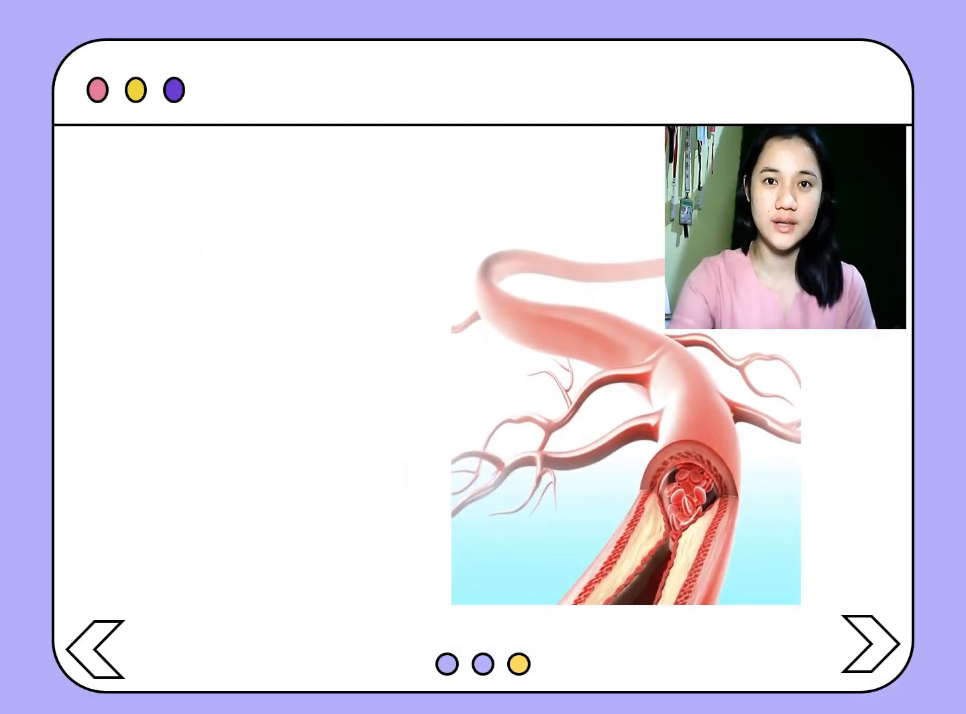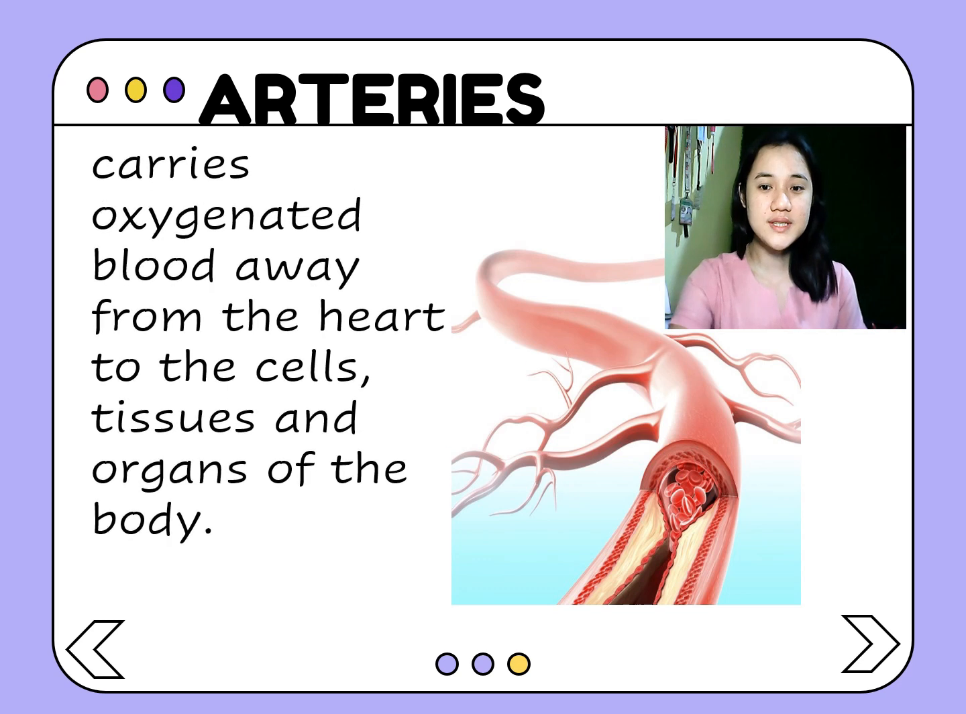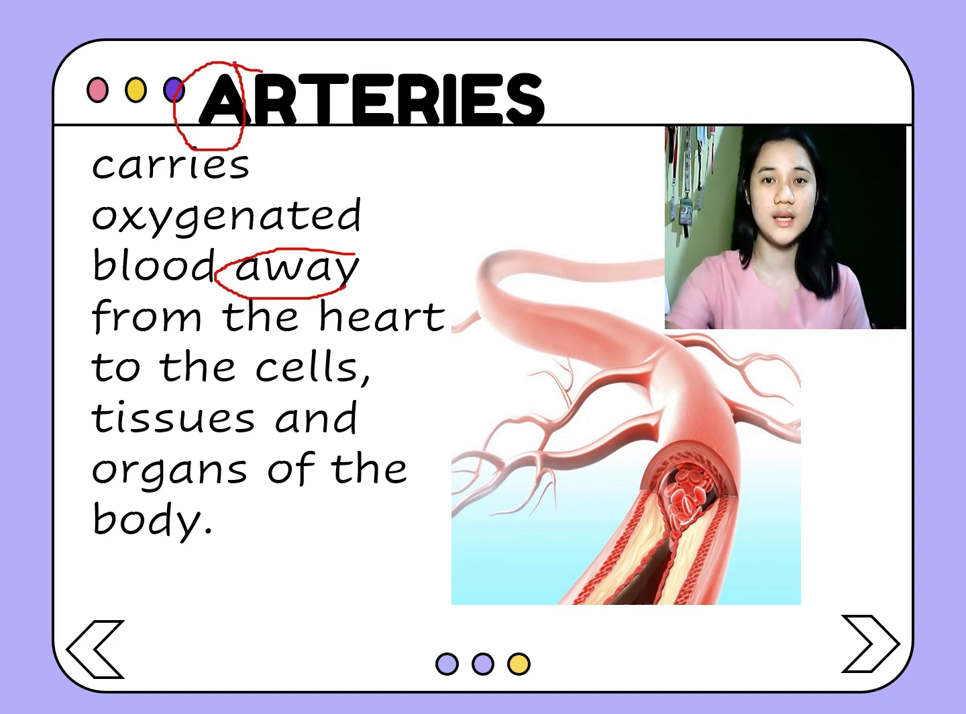First one is arteries. Arteries carry oxygenated blood away from the heart to the cells, tissues, and body organs. So, arteries, A, this is the clue: A for away from the heart. Its movement is away from the heart, going to tissues and body organs. Also, arteries are the largest blood vessel, the biggest kind of blood vessel in our body.